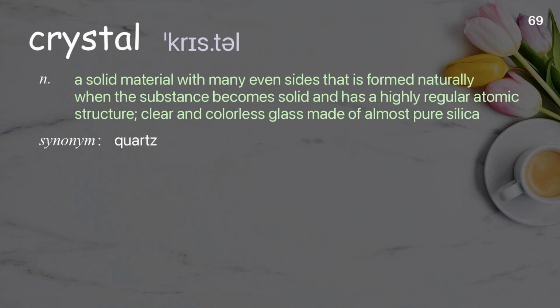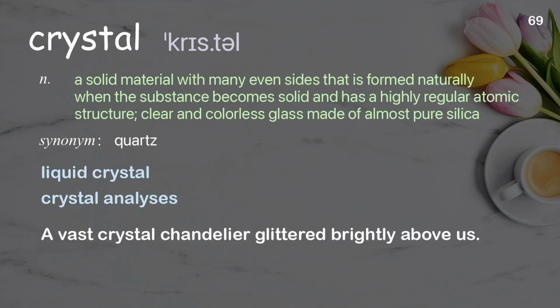Crystal. A solid material with many even sides that is formed naturally when the substance becomes solid and has a highly regular atomic structure, clear and colorless glass made of almost pure silica. Examples. Liquid crystal. Crystal analyses. A vast crystal chandelier glittered brightly above us.